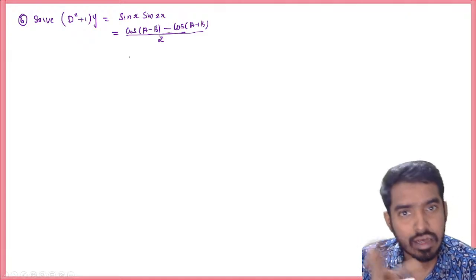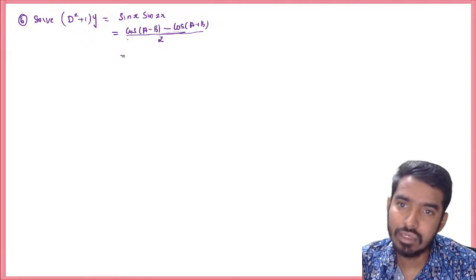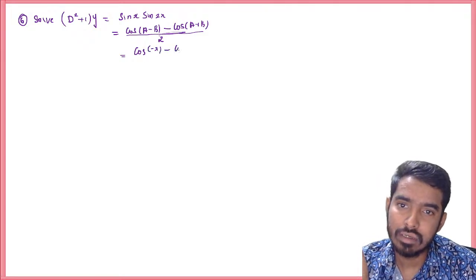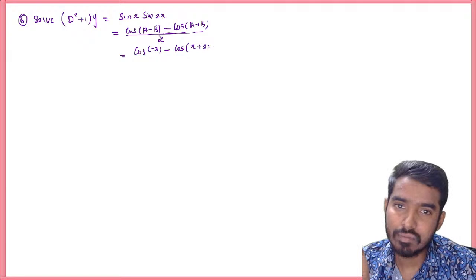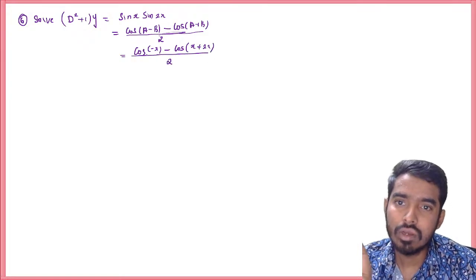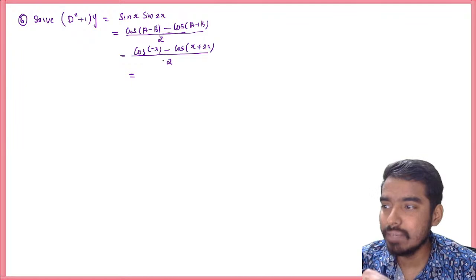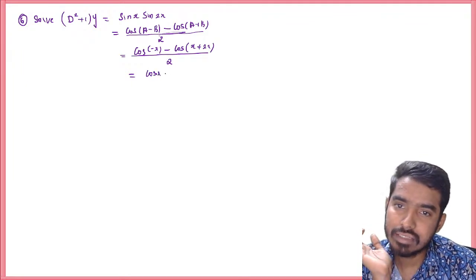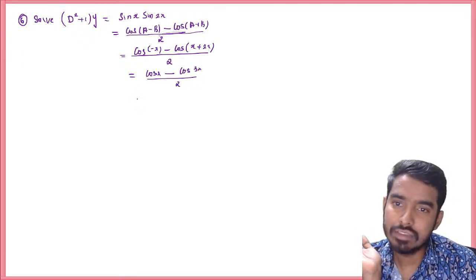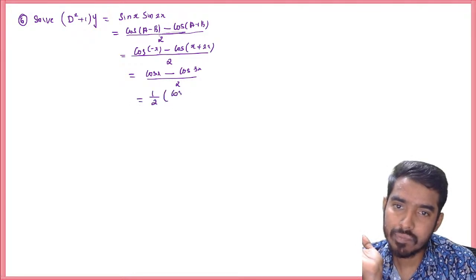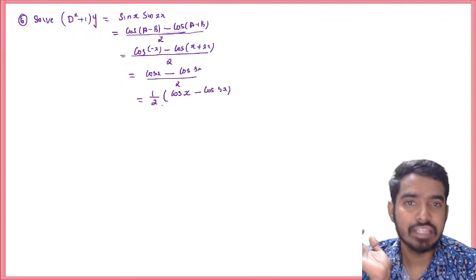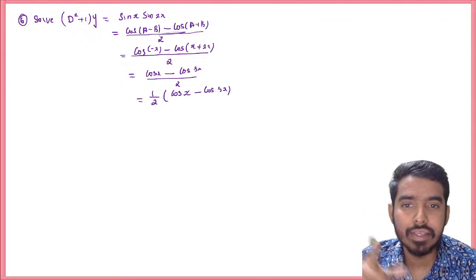You have to remember these basic formulas: sin a sin b, cos a cos b, sin a cos b, cos a sin b. You have to remember these 4 formulas. So this is the same as cos of a minus b, so x minus 2x is minus x. Cos of a plus b will be x plus 2x, divided by 2, and cos of minus x is the same as cos x, right? This will be cos x minus cos 3x divided by 2. This is the same as 1 by 2 of cos x minus cos 3x, right? So that means both the questions are the same. Whenever you have sin x sin 2x, make use of this formula.